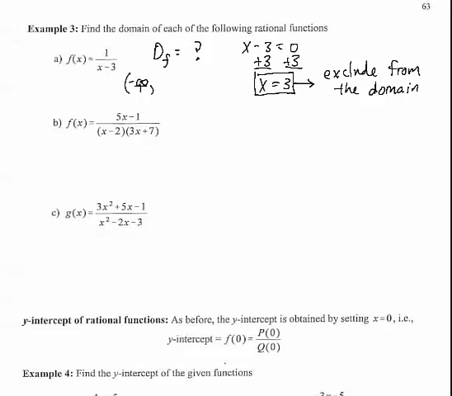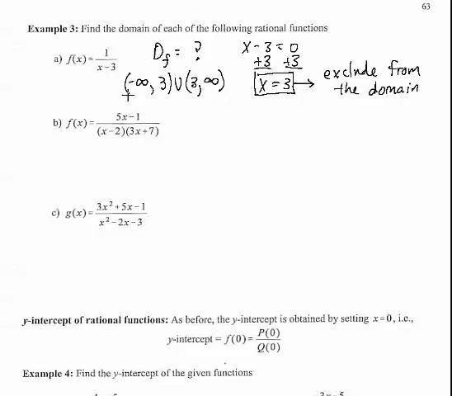We simply take all real numbers and we stop the intervals at 3. So we write negative infinity to 3, parentheses, union, pick it back up immediately after 3, and then we continue out through the positive numbers to positive infinity. So this is our domain.